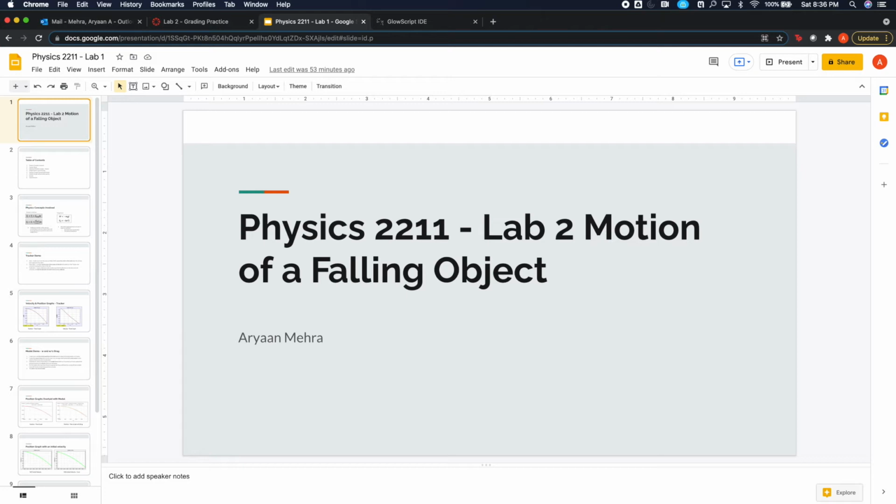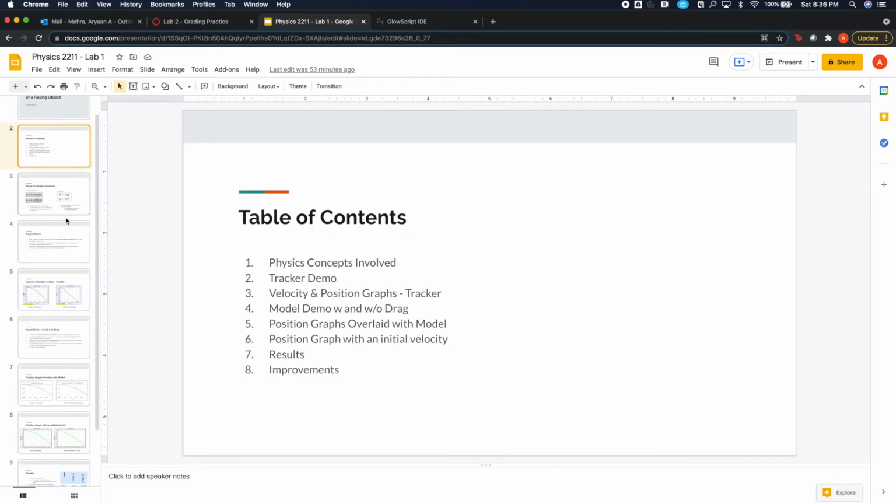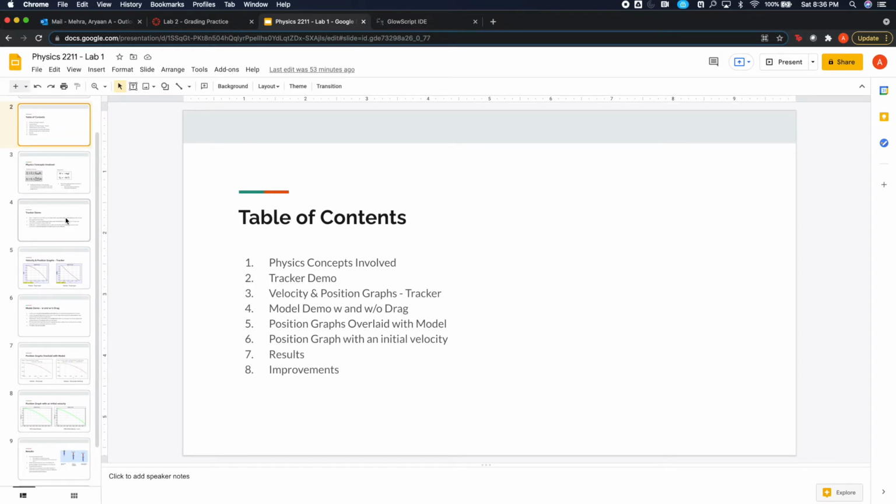Hello, for this lab, we'll be looking at the motion of a falling object. For the table of contents, first we'll be looking at the different physics concepts involved, followed by a demo on Tracker, some of the key results, a model demo, followed by some of the graphs, and we'll overlay them with and without the drag force, after which we look at some results and possible key improvements.